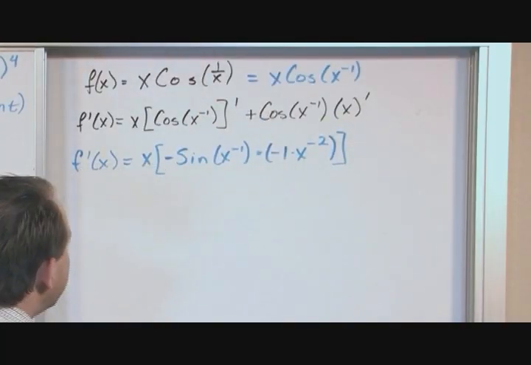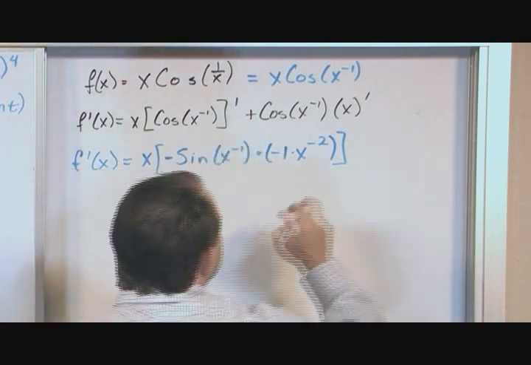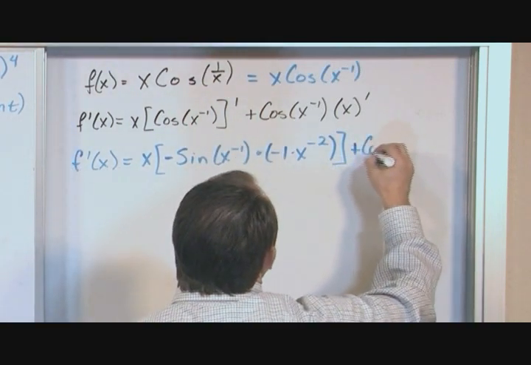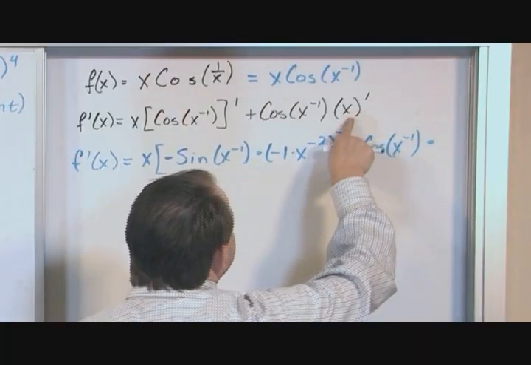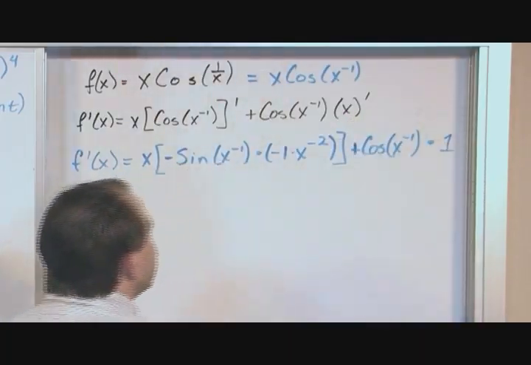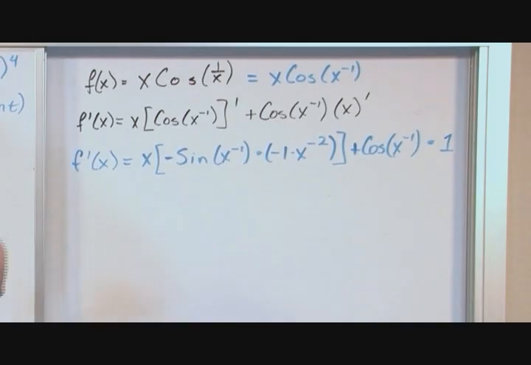All right? And then for the second part over here, we're going to have cosine of x to the negative 1 multiplied by the derivative of this guy, which is just 1. So we just use the chain rule when we need to. In this case, we had to use it in turn in taking it as part of the product rule that we were using to begin with.